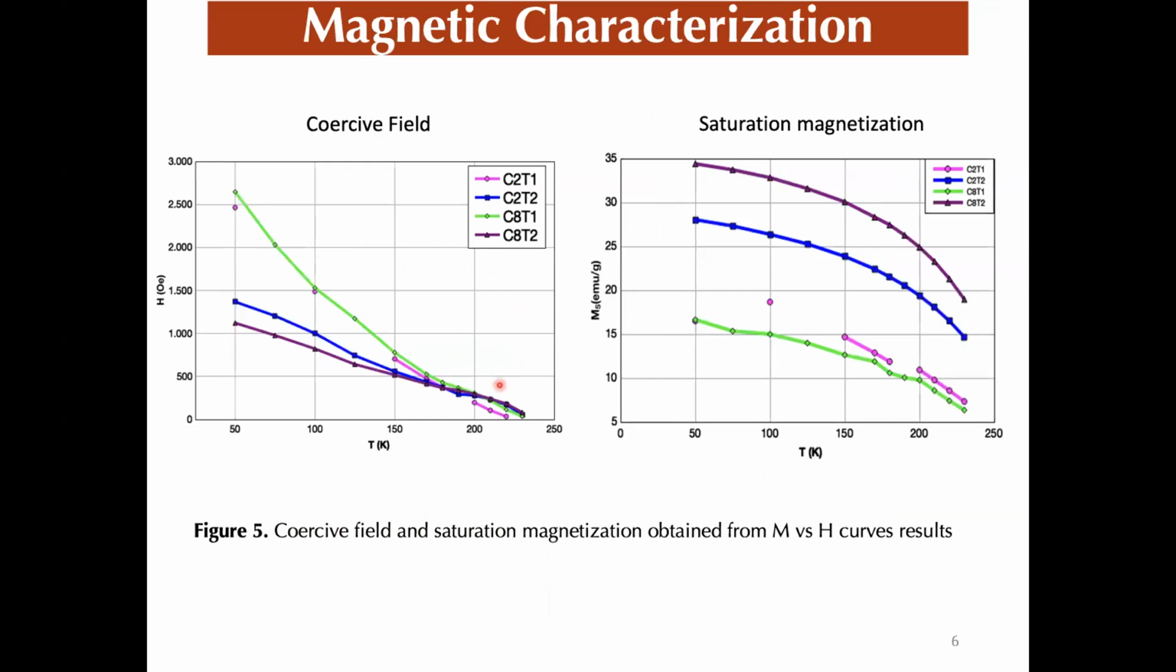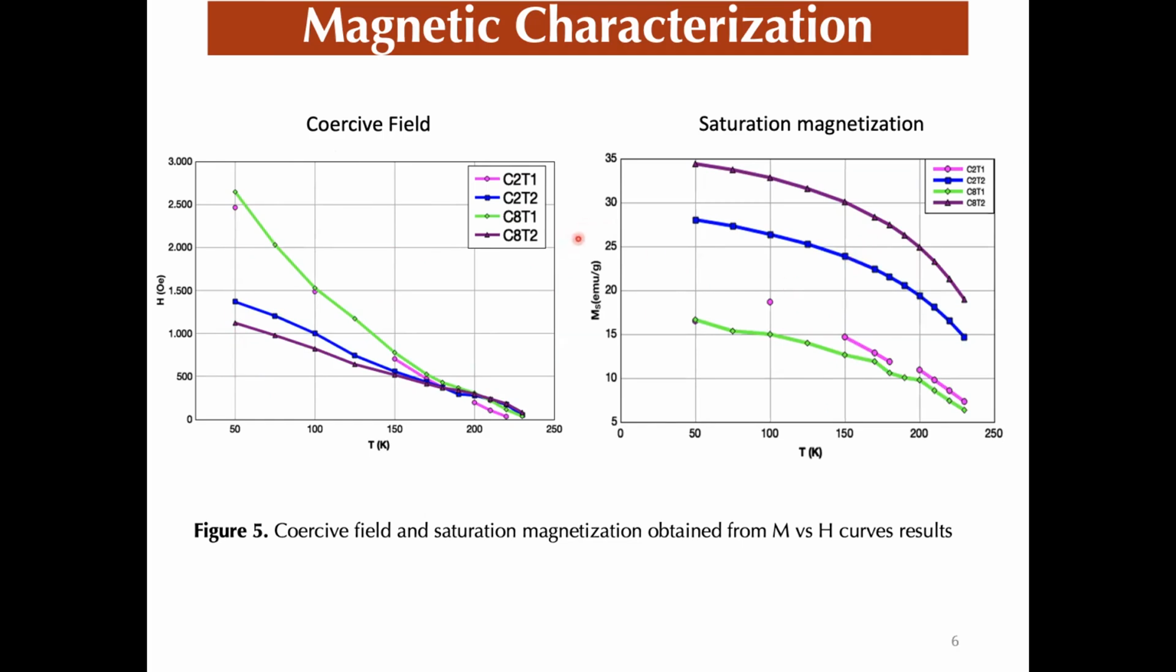Well, using the vibrating sample magnetometer, we obtain the MH curve, that means magnetization versus magnetic field. From this curve, we have the coercive field and saturation magnetization for the 4 samples. And here we have a summary of this. We can see that the T1 samples have larger values for coercive field and smaller values for saturation magnetization. And on the other hand, the T2 samples have a lower coercive field and large saturation magnetization. What do we want? We want a lower coercive field and large saturation magnetization.